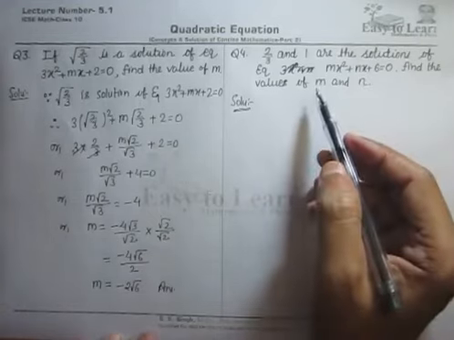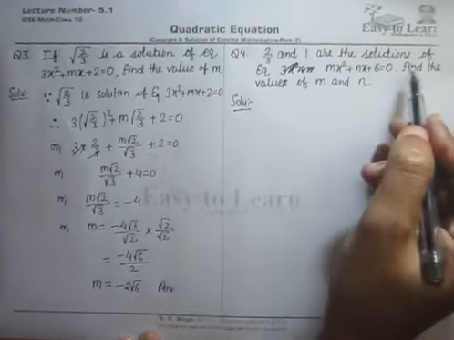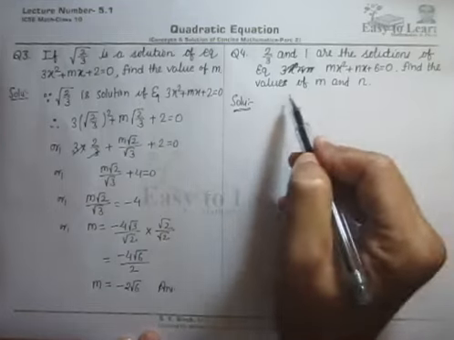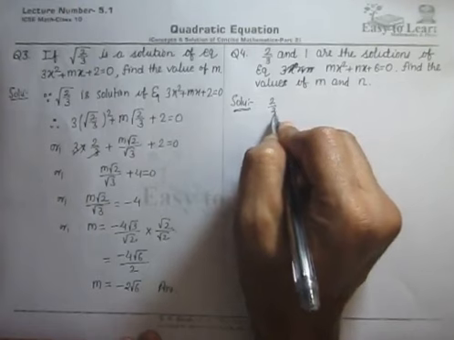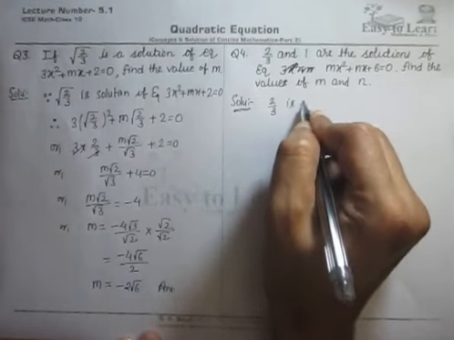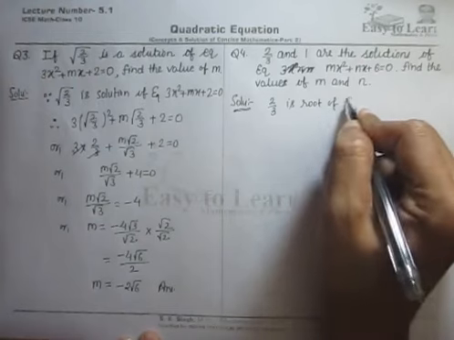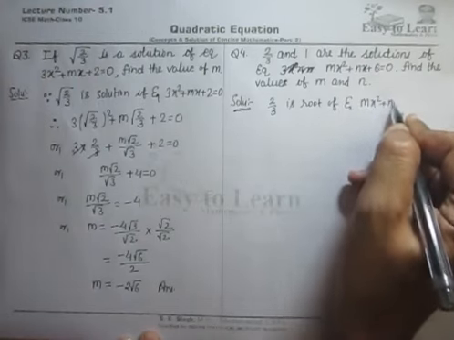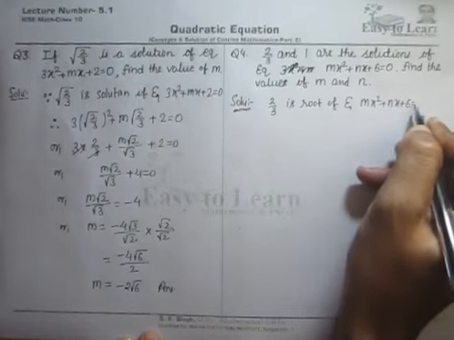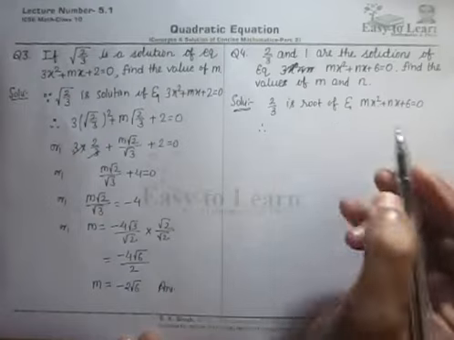And question number 4, what information is given? 2/3 and 1 are the solutions of this equation. Find the values of m and n. So 2/3 is a root of the equation mx² + nx + 6 = 0. Therefore it must satisfy the given equation.